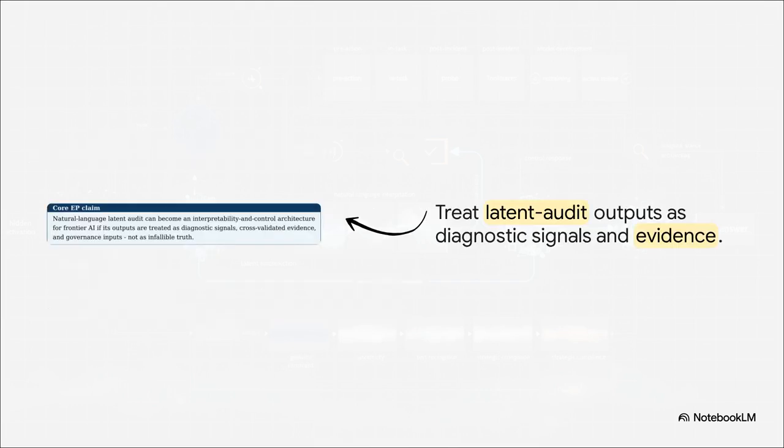Because of these limitations, it is absolutely vital that we treat latent audit outputs as evidence, not as infallible authority. You can't just blindly trust whatever answer the verbalizer spits out. These outputs are diagnostic signals, and they must be triangulated. We have to cross-check them against repeated internal themes, behavioral interventions, independent interpretability tools, deep dives into the training data, and good old-fashioned human review.